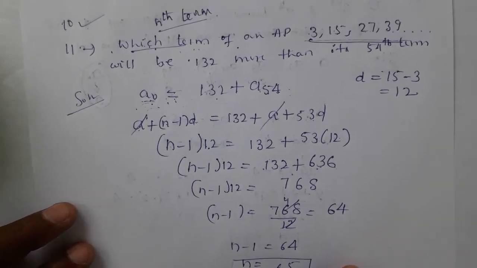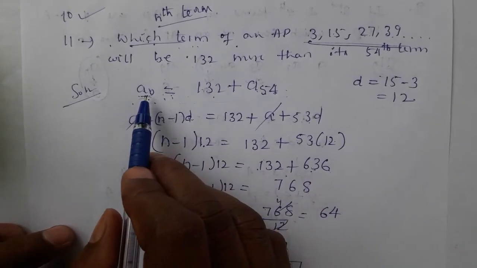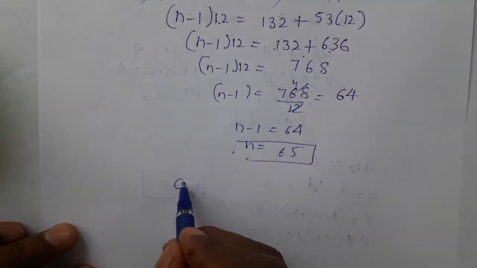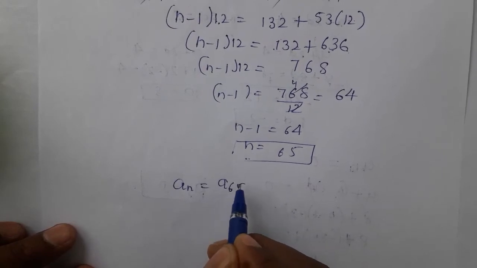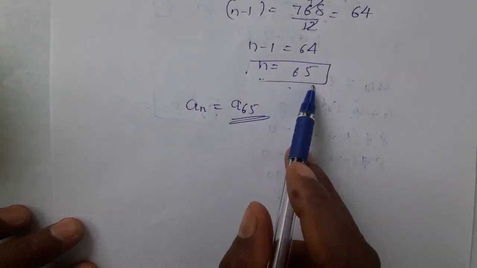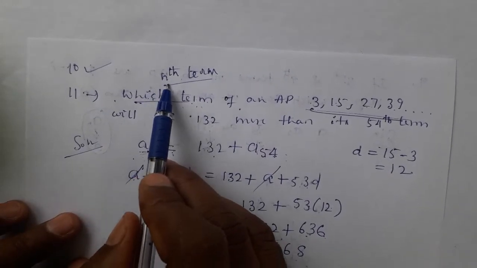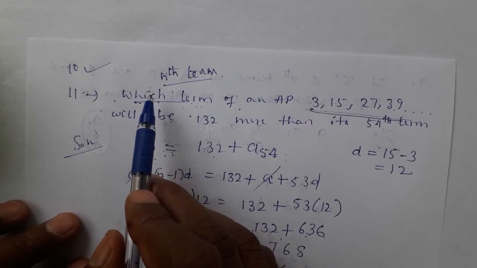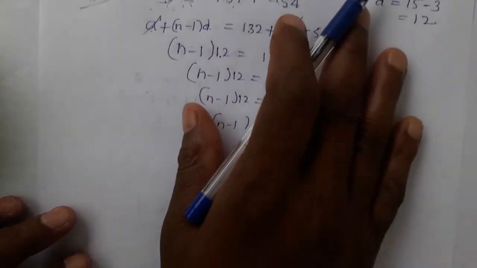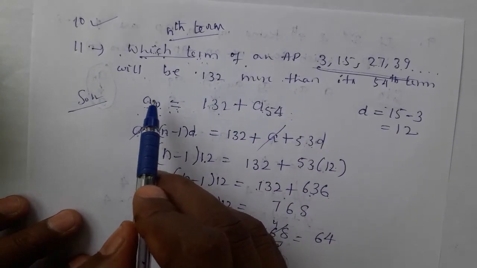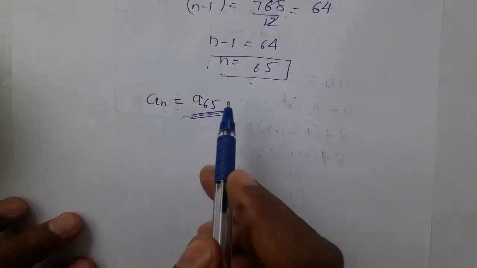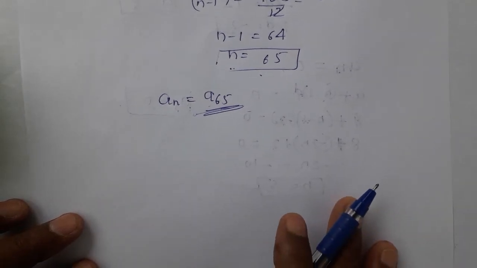The question was, we did not know its position, so we wrote an. Now don't write an, it is a65. Before, n was unknown, that's why we called it the nth term. Now we got the n value, 65, so we can call it the 65th term. The 65th term is 132 more than the 54th term. That is the equation. The answer is the 65th term.